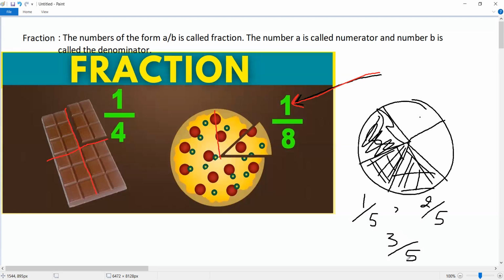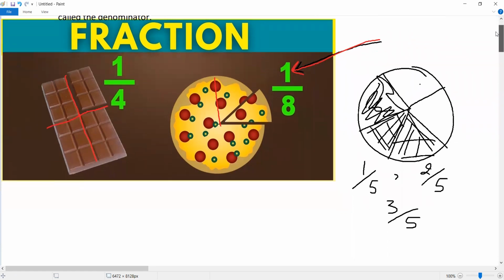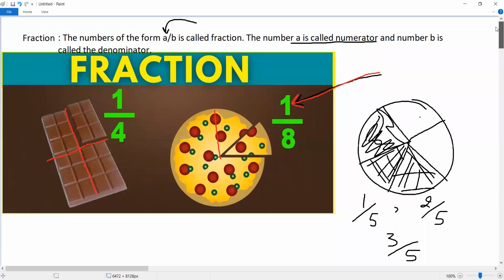In a fraction, numbers are in the form a over b, where there is a number above another number. The above number is called the numerator. What is the numerator? The numerator is the number that is above. And the number that is below the fraction, or below this divide sign, is called the denominator. I hope everyone is getting this, and if you have any questions, you can send them to me in the chat.